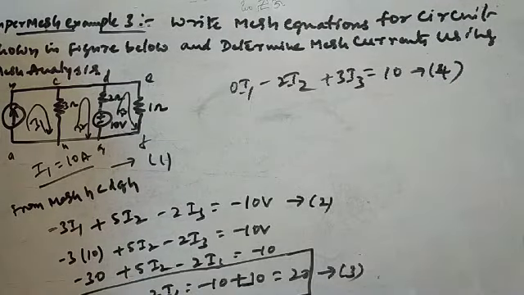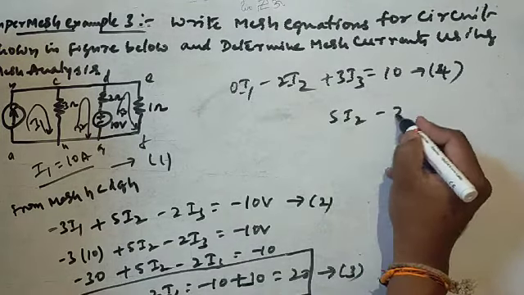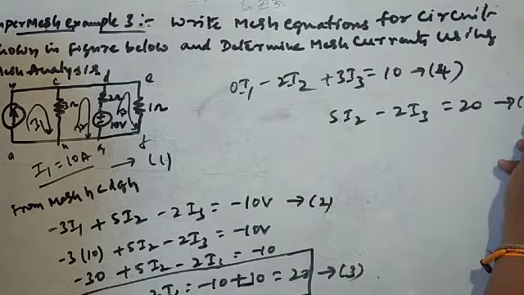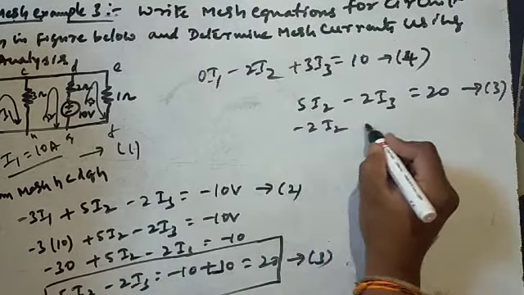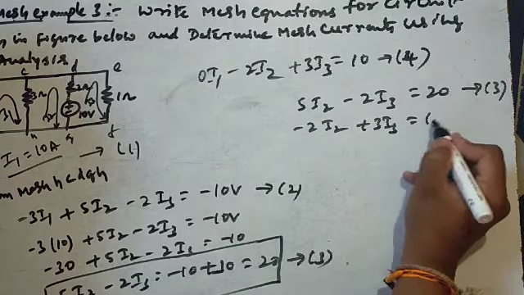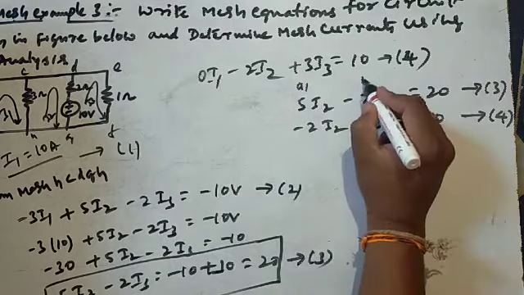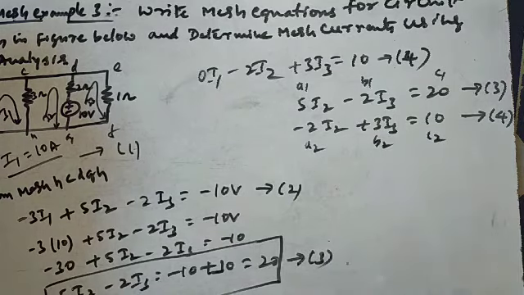See, I got here 2 equations and 2 unknowns. I2 and I3 are unknowns. I rewrite the 2 equations. 5I2 minus 2I3 is equal to 20, this is equation number 3, and minus 2I2 plus 3I3 is equal to 10, this is equation 4. I just rewrite the equations. This is A1, B1, C1, and A2, B2, C2.